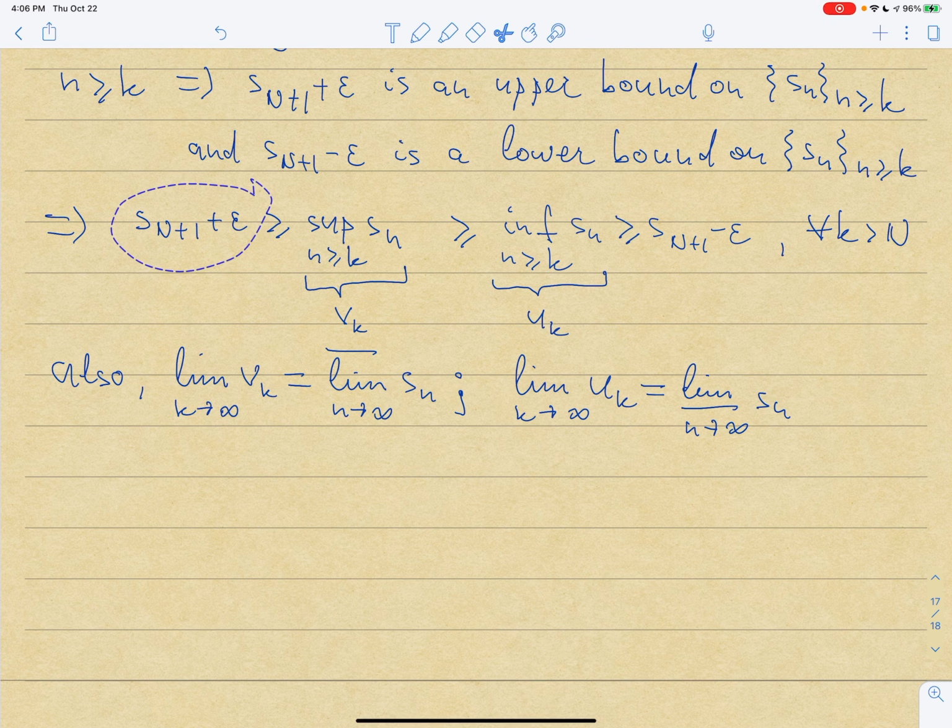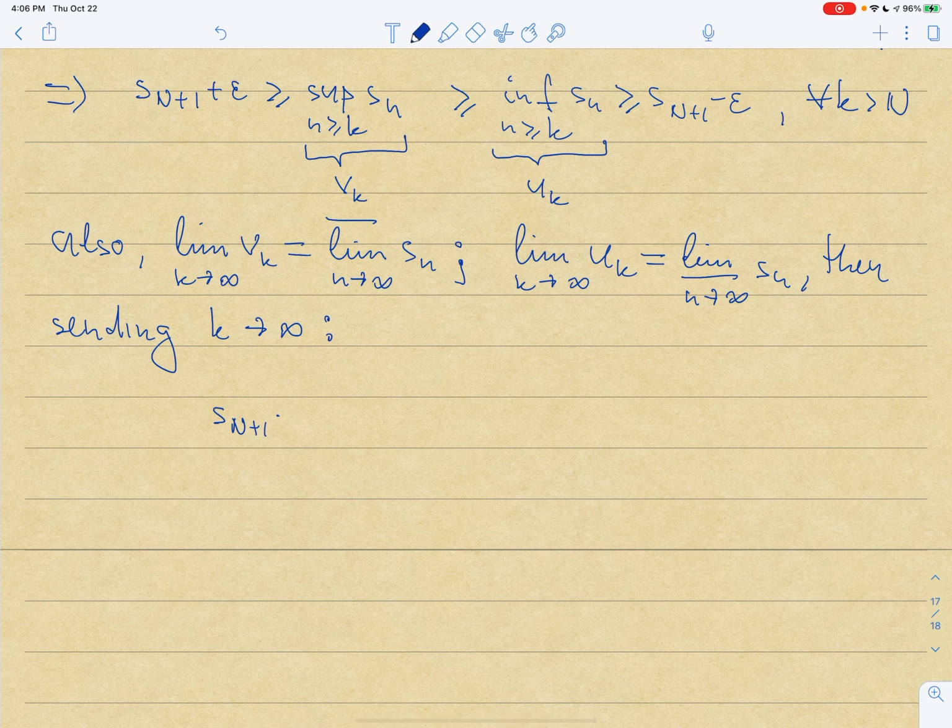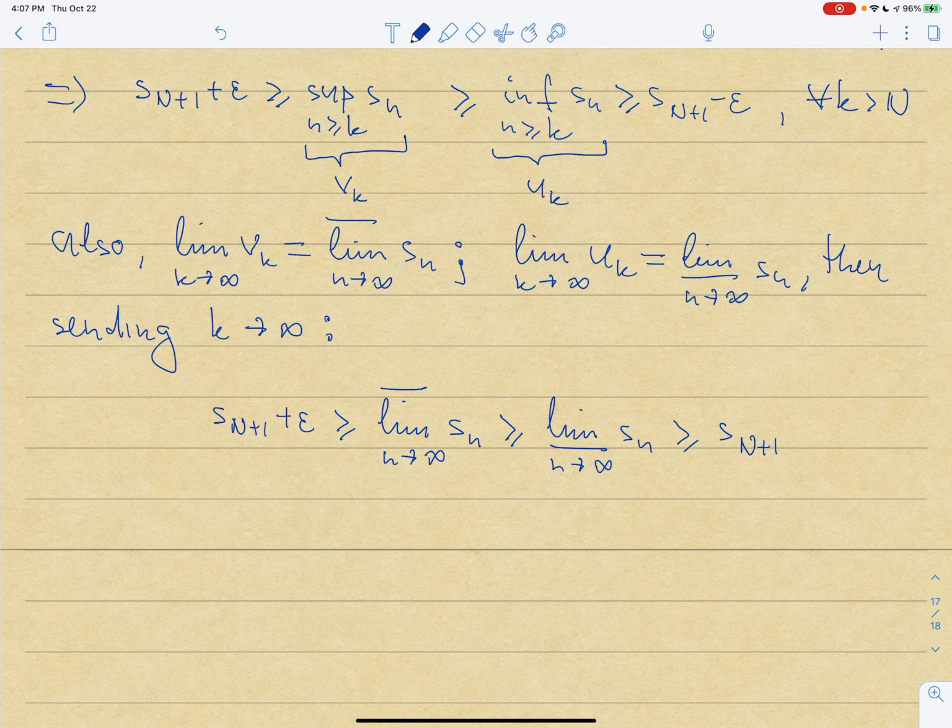So then, sending k to infinity, we find that S capital N plus 1 plus epsilon is greater or equal than lim sup as n goes to infinity of Sn, right? That's the limit of Vk as k goes to infinity. This is greater or equal than lim inf as n goes to infinity of Sn, and that number is always greater or equal than S capital N plus 1 minus epsilon. All right, so that's what we have.